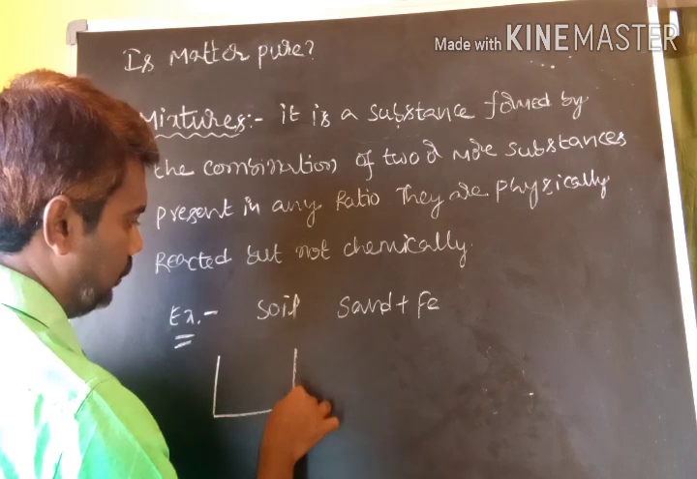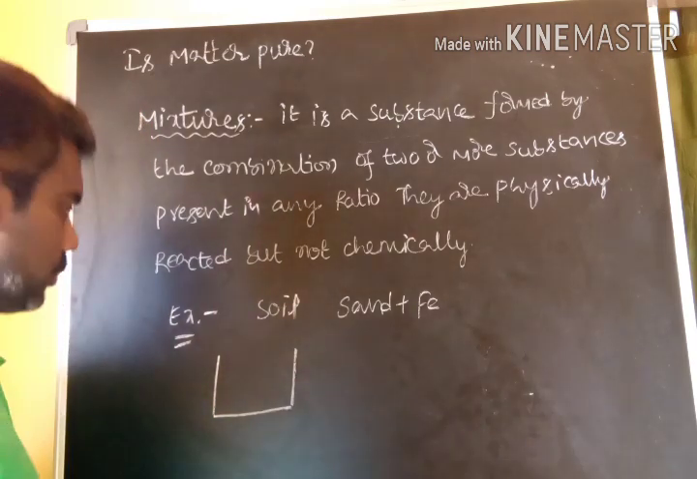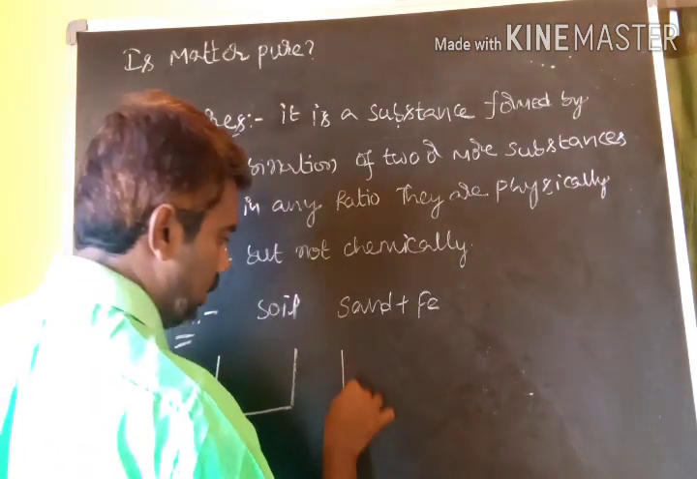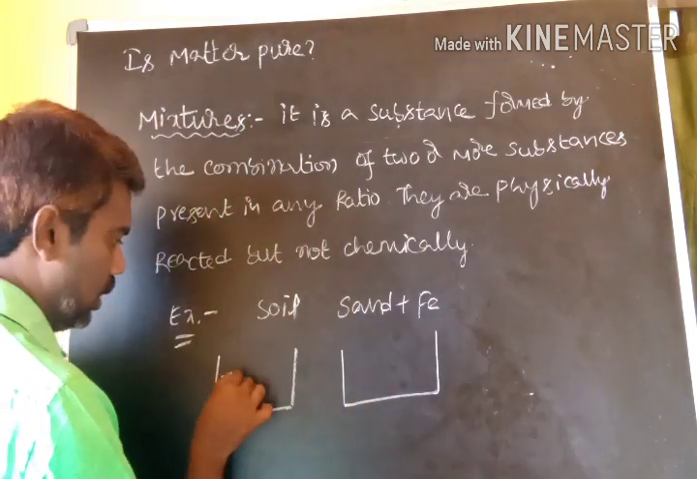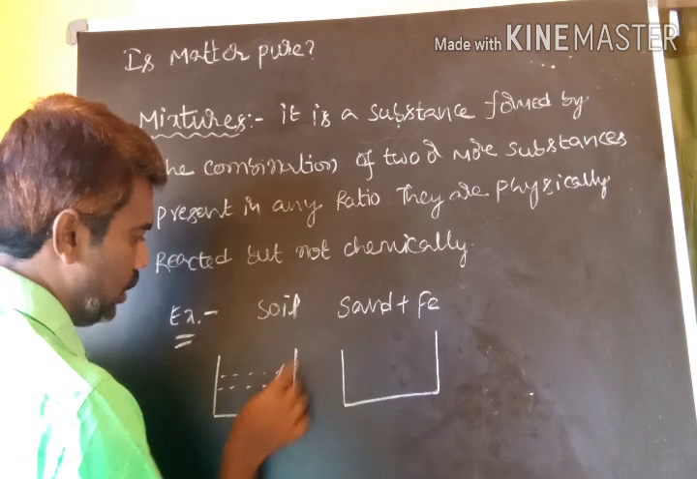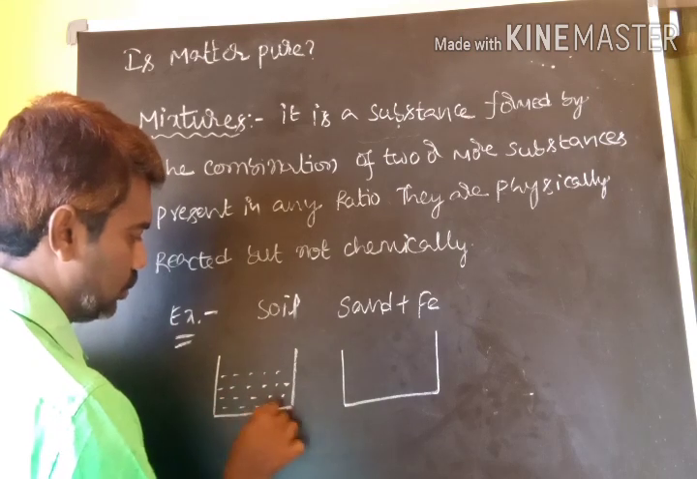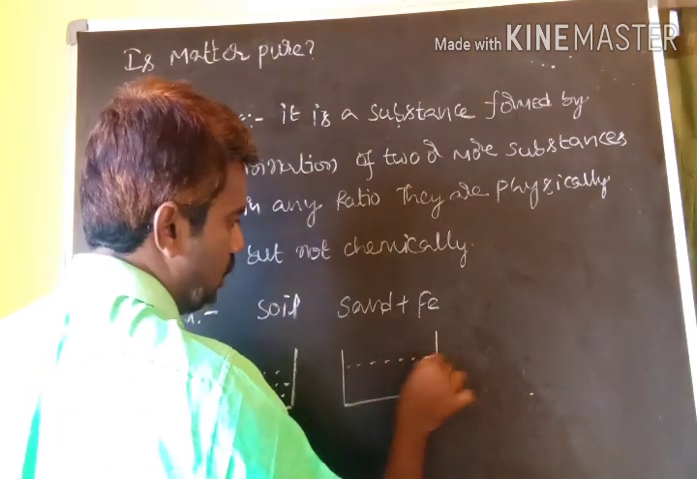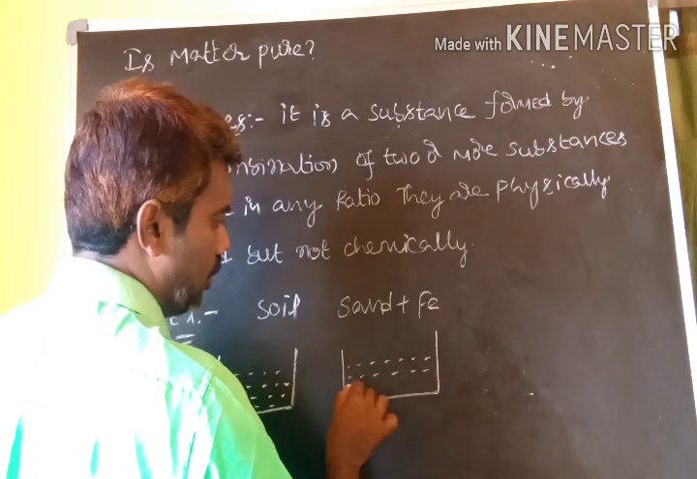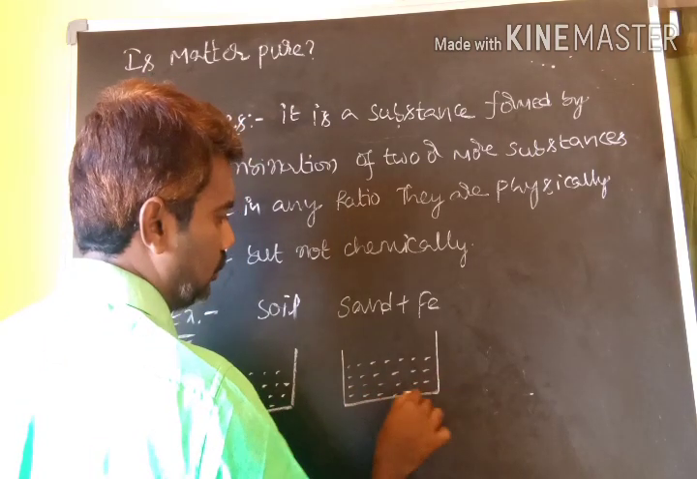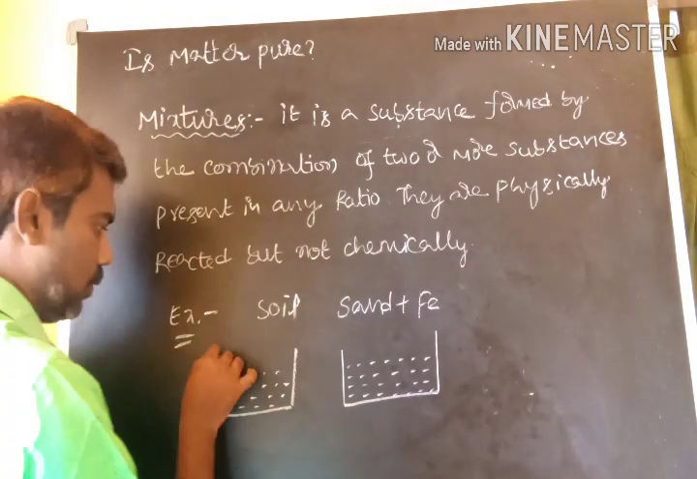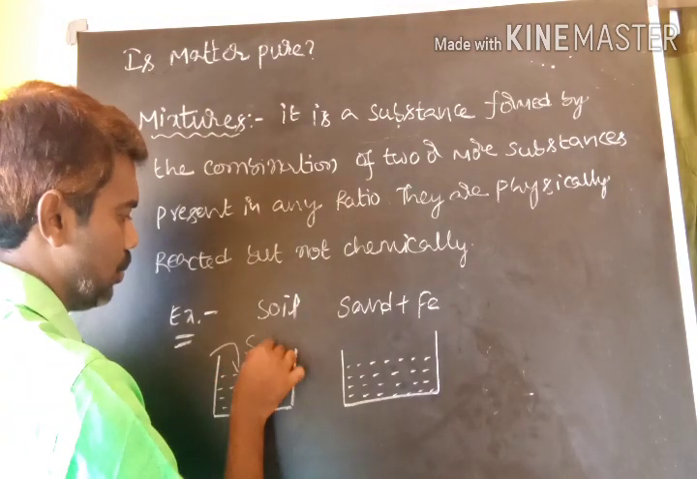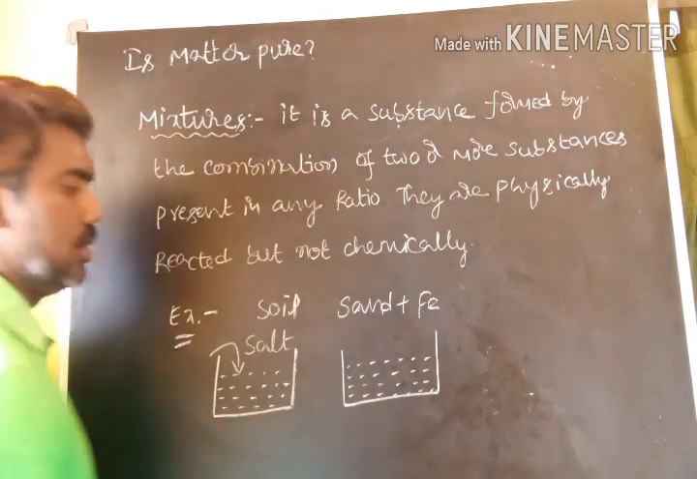I will take a vessel, and I will take one more vessel. In this vessel, I will take a certain quantity of water. Here also I will take a certain quantity of water. In the first vessel case, I am adding a small amount of salt.